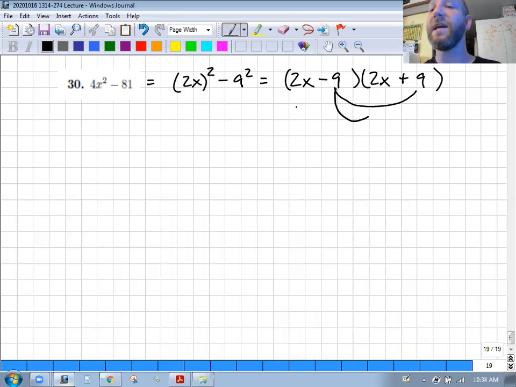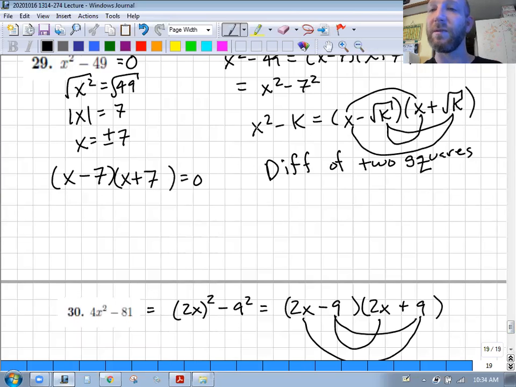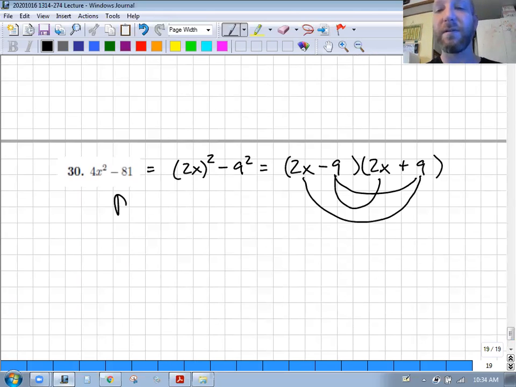You got negative 9 times 2x and a positive 9 times 2x. So the middle terms go away. Okay? So this is the difference of two squares. Should have wrote that up here, right? So we had the x squared. Yeah, I just wrote x, but this is still the difference of two squares.